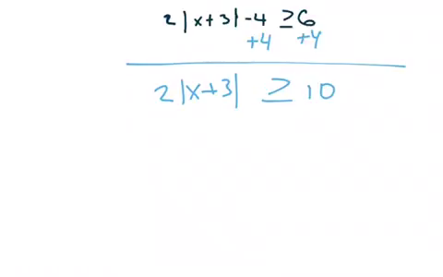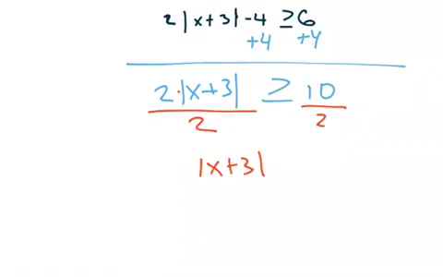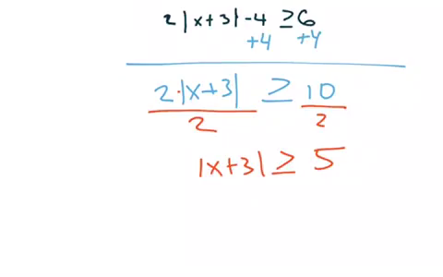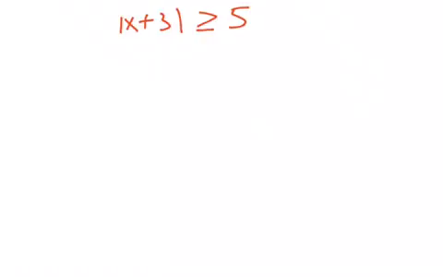Well, I want to get the absolute value by itself, so I'm dividing by 2. Opposite of multiplication, yep, division. So absolute value of x plus 3 is greater than or equal to 5. You know what? I want to put this on another page. So absolute value of x plus 3 is greater than or equal to 5. Is it greater than or equal to? Yep, it is.